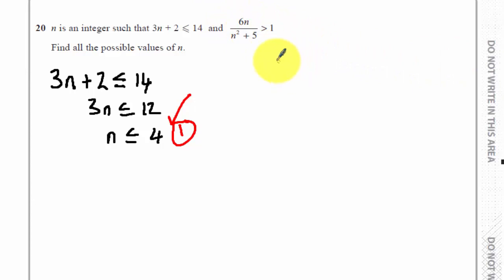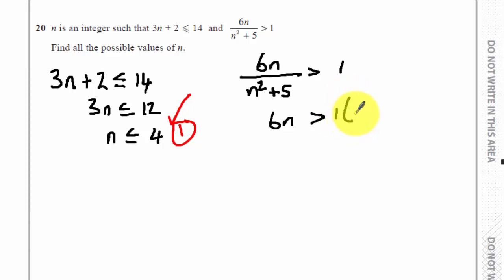The other inequality, 6n over n squared plus 5 is greater than 1. It's a little bit harder to solve, but my first step will be to multiply by n squared plus 5 so that I get rid of the fraction. Then I need to expand the bracket, so 6n is greater than n squared plus 5, because it's just one lot of that.